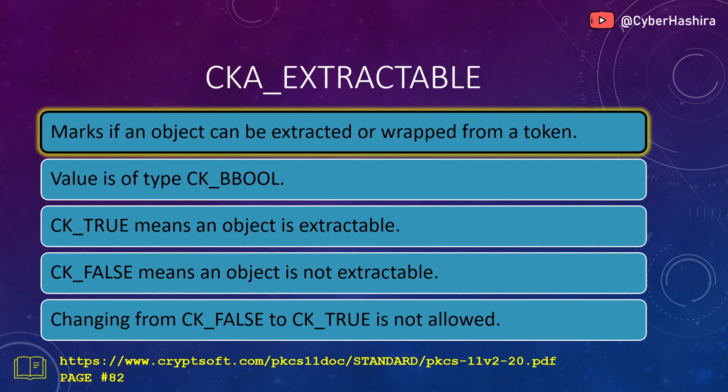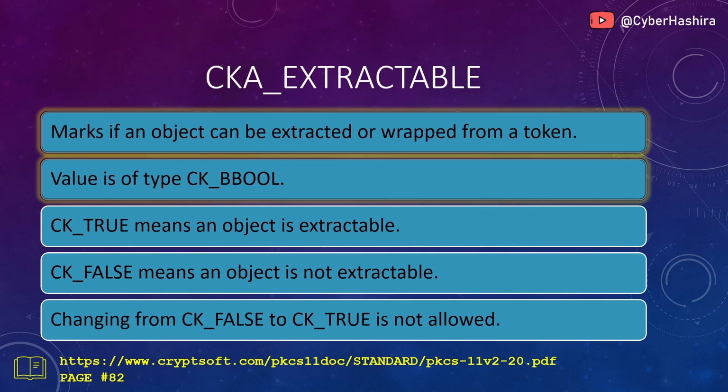CKA extractable attribute marks an object as extractable. An extractable key can be taken out of a token using a technique called wrapping. There will be a separate video about wrapping and unwrapping. For now, just know that wrapping is used for extracting a key from a token. You can read about extractable on page 82.